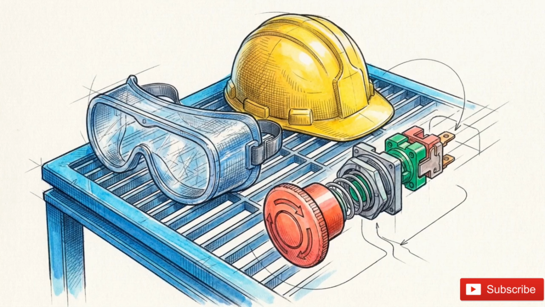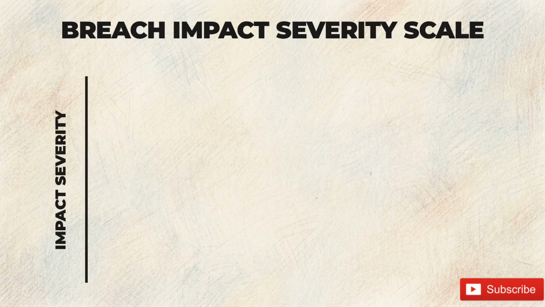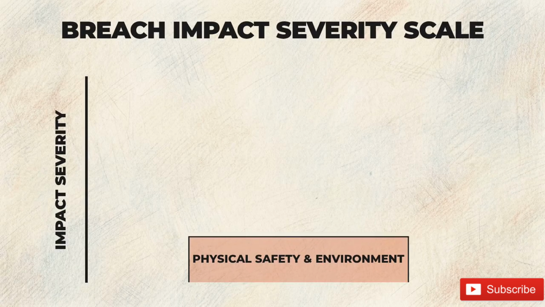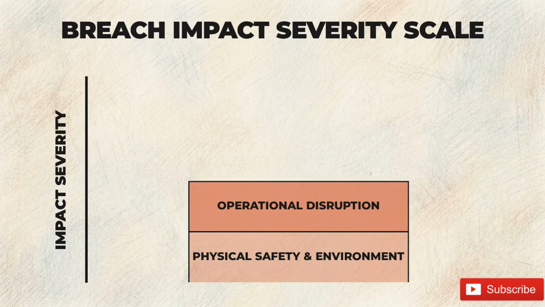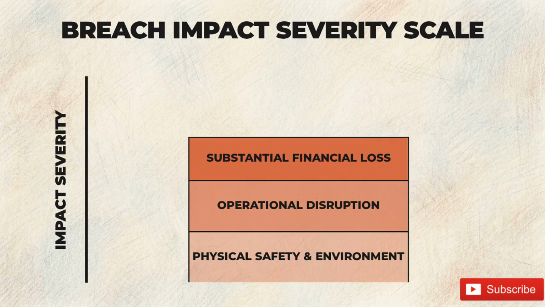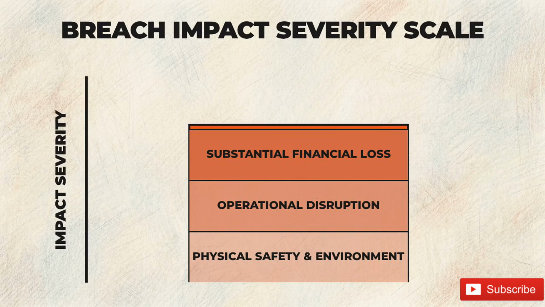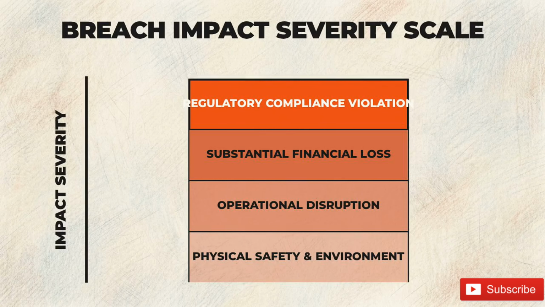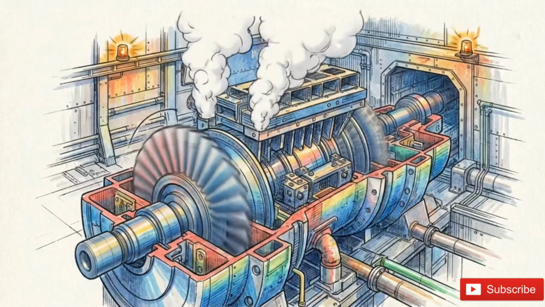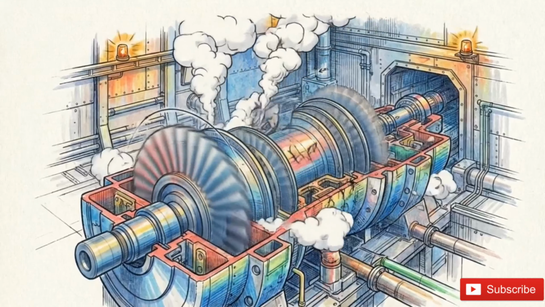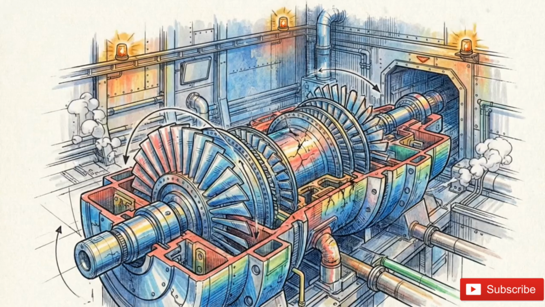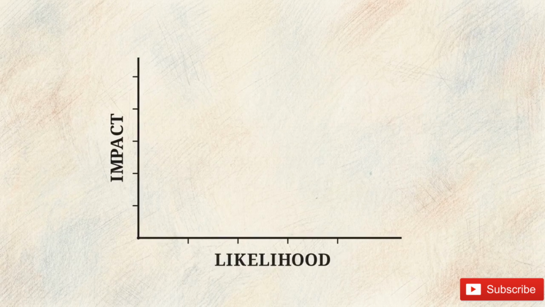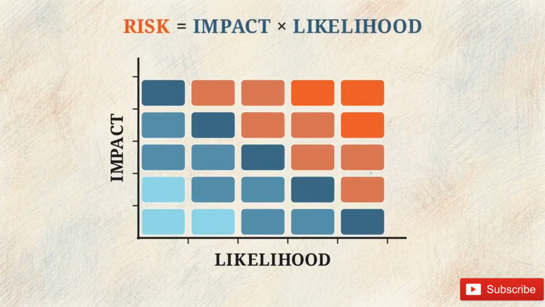Step 3 assesses the direct consequences of a compromised system. This model quantifies the impact of a breach, starting with physical safety risks to personnel and the potential for environmental contamination. The impact scales upward to include total production disruption, substantial financial losses, and severe regulatory compliance violations. This step bridges the gap between IT and engineering by framing digital breaches as existential threats to physical operations and business survival. Step 4 determines the likelihood that these consequences will actually occur.